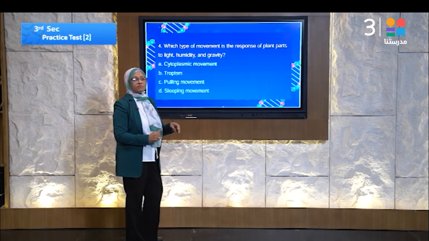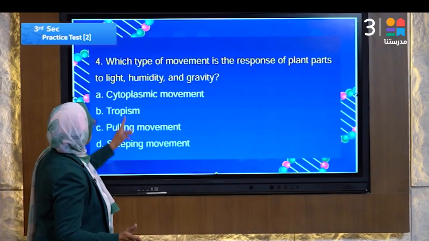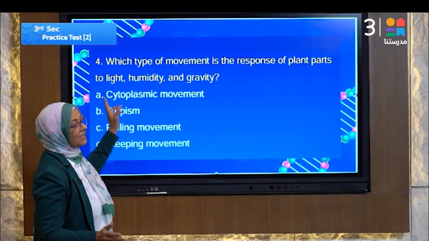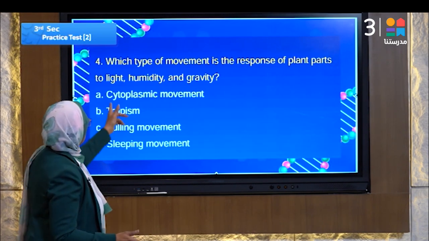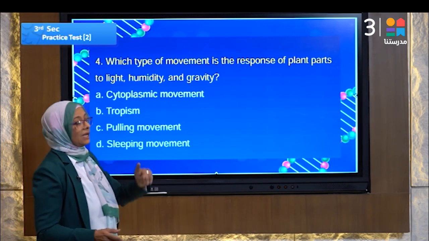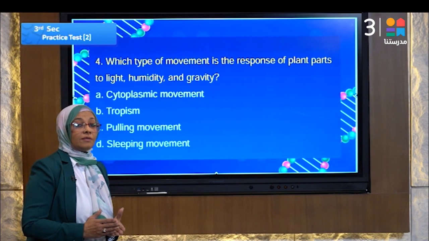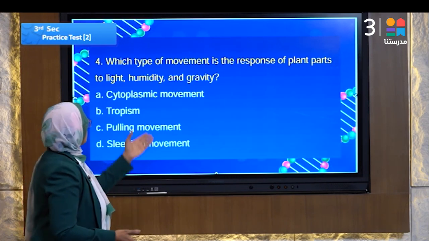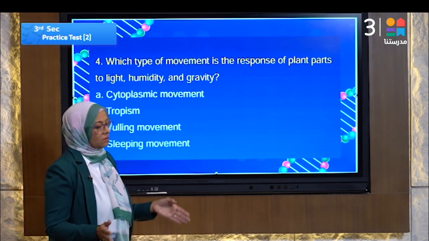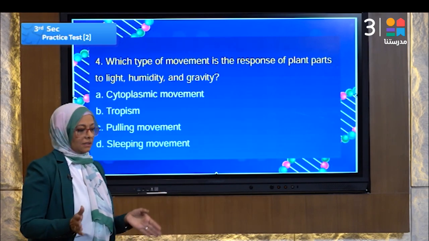The parts of the plant which go to the light are the green parts, to carry out the photosynthesis process. But humidity, it is not a green part. There are the parts inside the soil to find water. The gravity, that's caused by the soil.